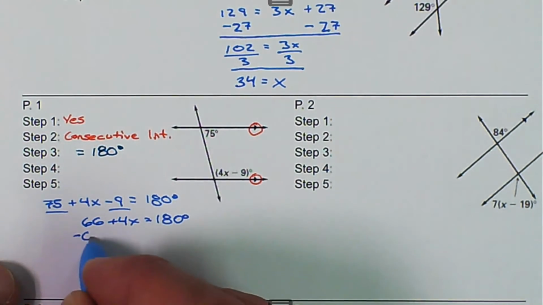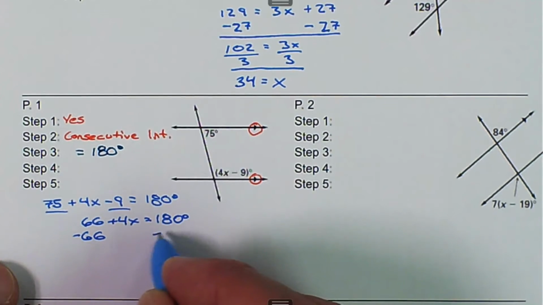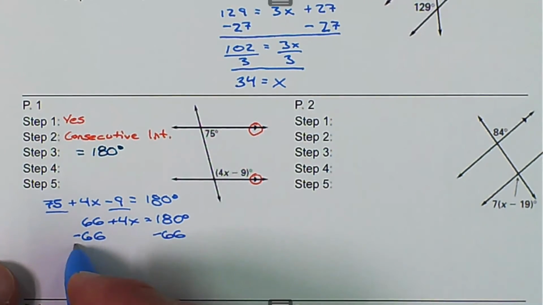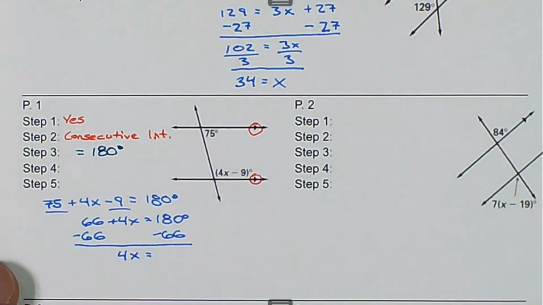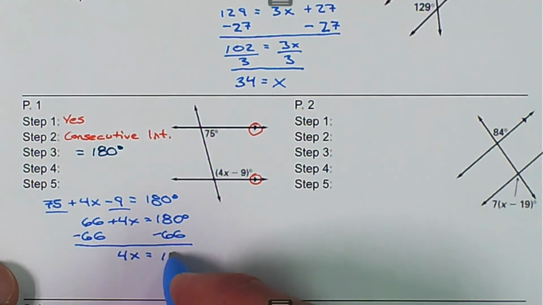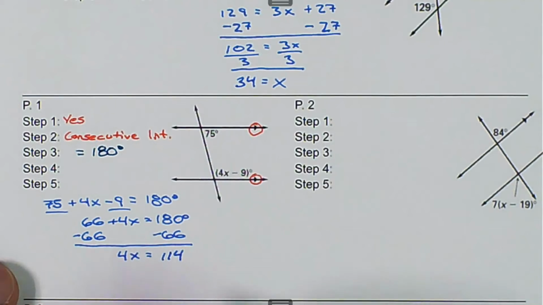Next, we can do the subtraction property of equality. If we subtract from both sides of the equal sign, and then we get 4x is equal to 114. And then we do the division property of equality. If we divide both sides, and then x is equal to 28.5.